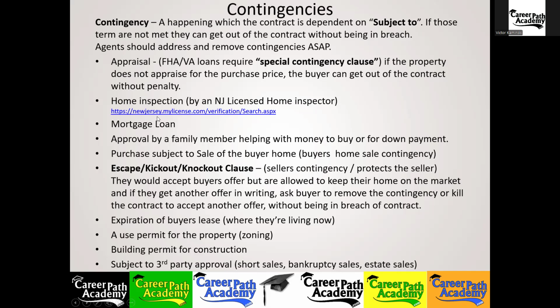A home inspection. You're not required to get a home inspection, but for your protection, get a home inspection, right? And make sure it's done by a licensed New Jersey home inspector. Subject to mortgage loans, but you could buy cash, approval by family members helping with money to buy or for down payment. These are all contingencies. Purchase is subject to the sale of a buyer's current home. Yeah, because they may not be able to swing the payment on two house loans, for two houses. Most people can't.